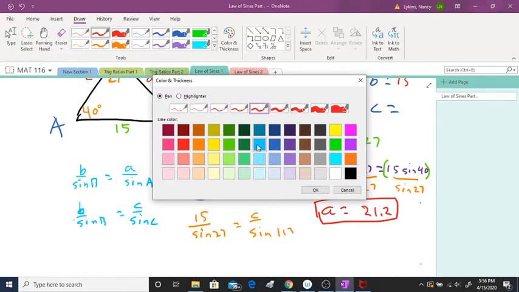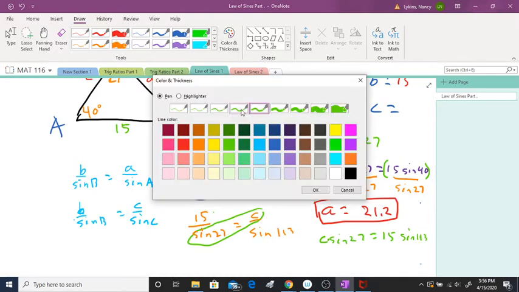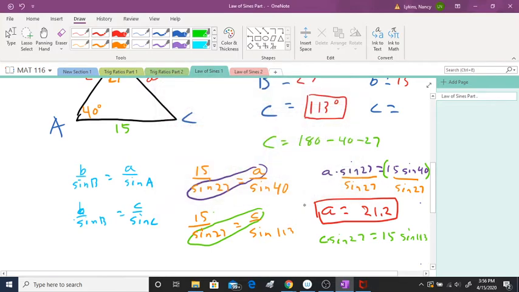Now I'm going to cross multiply. So I'm going to say c sine of 27 equals 15 sine of 113. Now to find little c, I'm going to divide by sine of 27 on both sides.